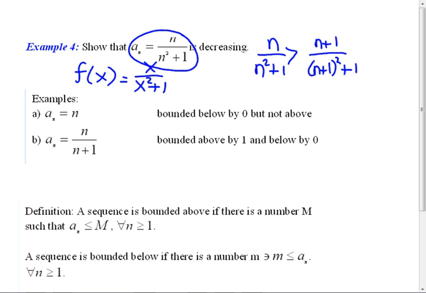Okay, so what do I mean by boundedness? This sequence, a sub n equals n, to me it's easier to see the picture. At 1 it's here, at 2 it's here. It's not bounded above, but it is bounded below. It can't go below 0.